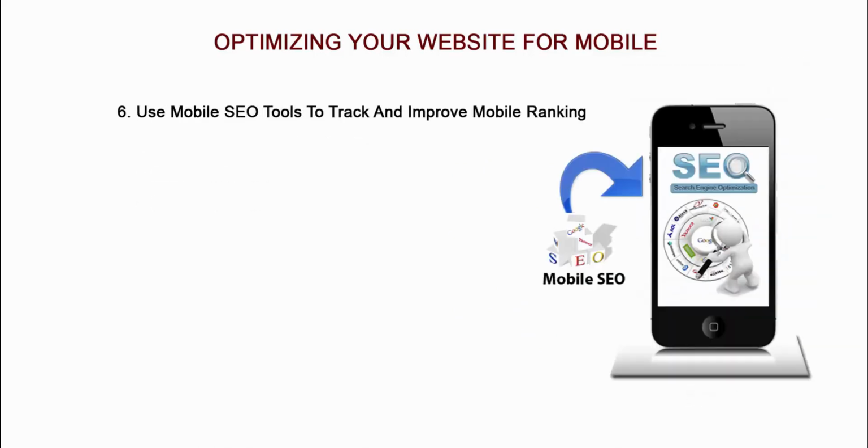Now let's move to the sixth step, how you will go ahead and use mobile SEO. Mobile SEO is called mobile search engine optimization, to track and improve your mobile ranking. First of all, when you're preparing a mobile application, please target those keywords or adwords which are being asked frequently by the end user or the end customer. These are called mobile specific keywords.